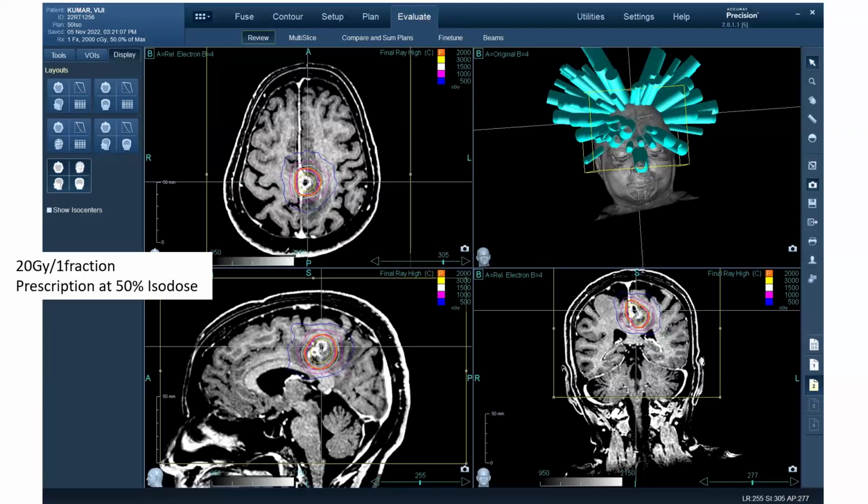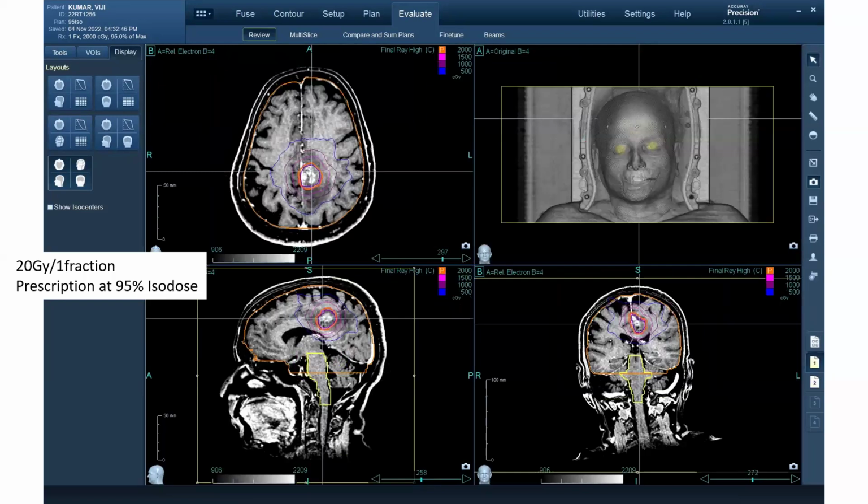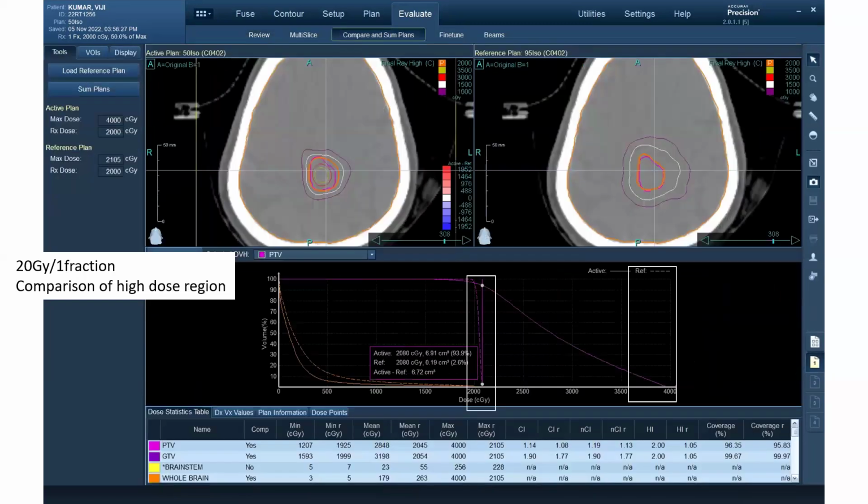So this is a plan where 20 gray in a single fraction is delivered, like gamma knife. And if you see the prescription, the actual dose is at 50%. So you can see the dose. Next. Now this patient is treated with CyberKnife, the same 20 gray in a single fraction, but the prescription is at 95% dose. Next. Now, if you look at the picture, if you treat the CyberKnife way, then the dose spill off is a little more, but the hotspot is less. In gamma knife, the dose spill off is less, but the hotspot is more.